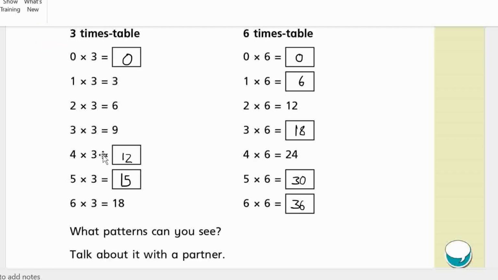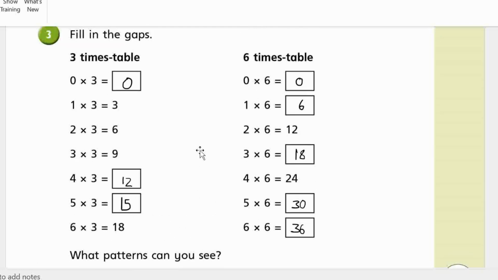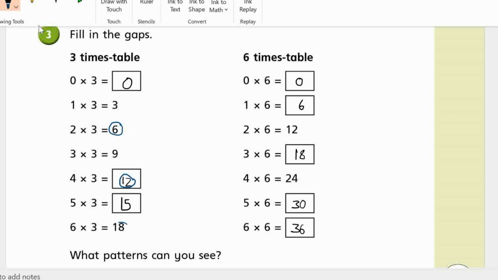Right, and here it asks you what patterns can you see. Now we spoke about this at the start of the lesson. What pattern is there between the 3 times table and the 6 times table? Yeah, they both start with 0. But then if you skip each number, you get the 6 times table, right? Here, here, and here. Yeah, exactly. So it's just double. Right, so that's the connection. And then again, with the 9 times table and 12 times table, you'll see a connection with the 3 times table.